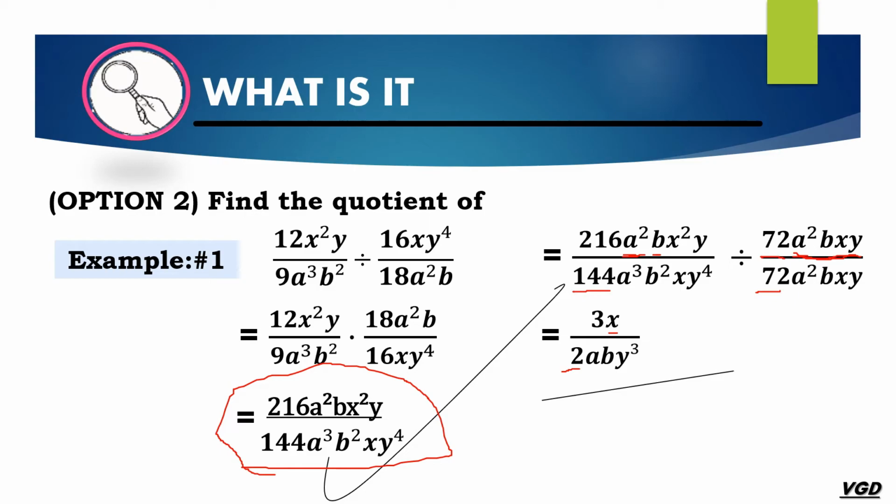And following again the quotient rule, a cubed minus a squared, so we got a. B squared minus b, that's why we got b. And we canceled out x. Then y to the power of 4 minus y is equal to y cubed.